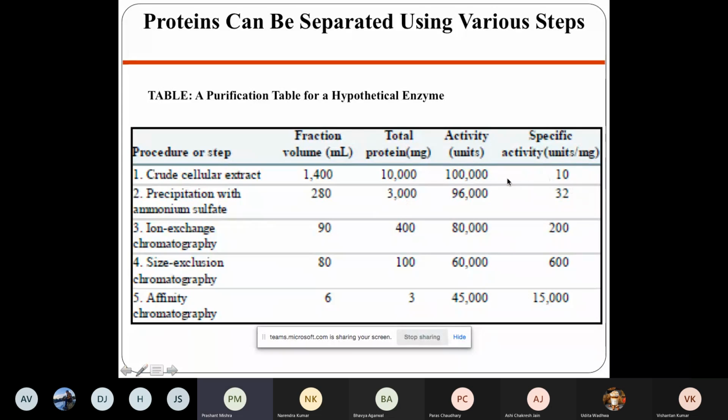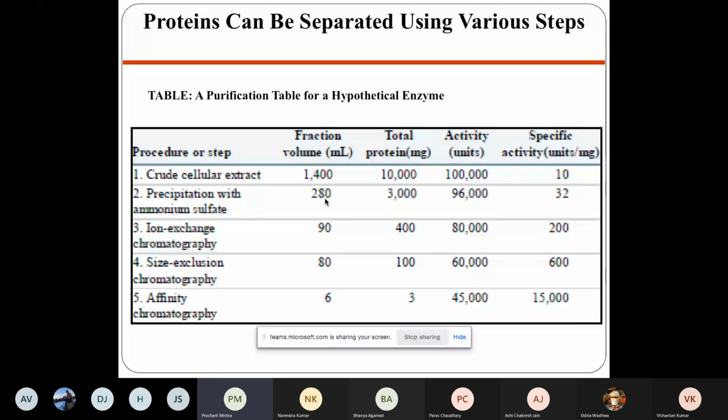And specific activity: when I divide activity by the total protein, the specific activity comes to 10 units per mg. So when you are looking at activity, it is in units. When we are looking at specific activity, that means units per milligram of protein. Then we have precipitated the protein. So you have got a precipitate, and the volume goes down because you precipitate and then solubilize and then start estimating.